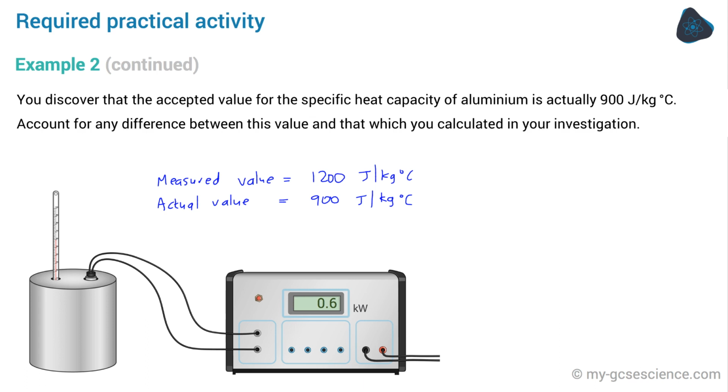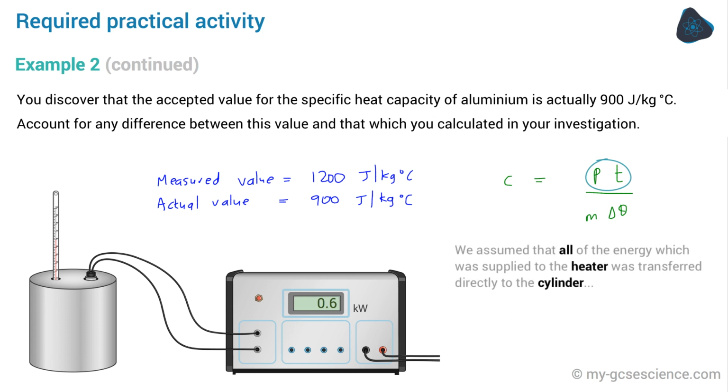The equation we used again was C equals PT over mΔθ. The mass of the cylinder would have been measured using a balance, and its change in temperature was measured using a thermometer, so both of these values should have been fairly accurate. That means that the problem must have been with our measurement of the amount of energy which the cylinder received.